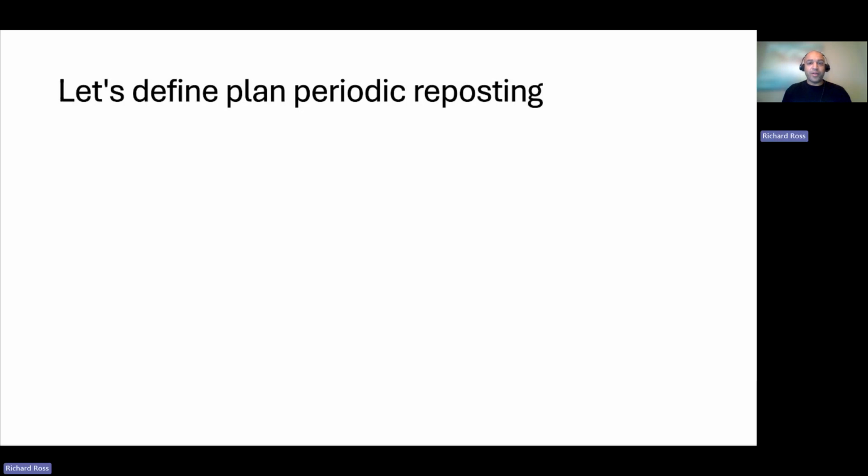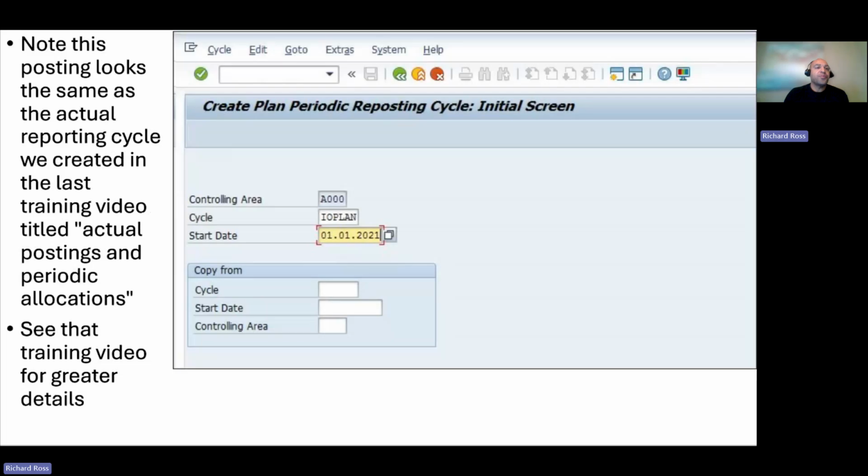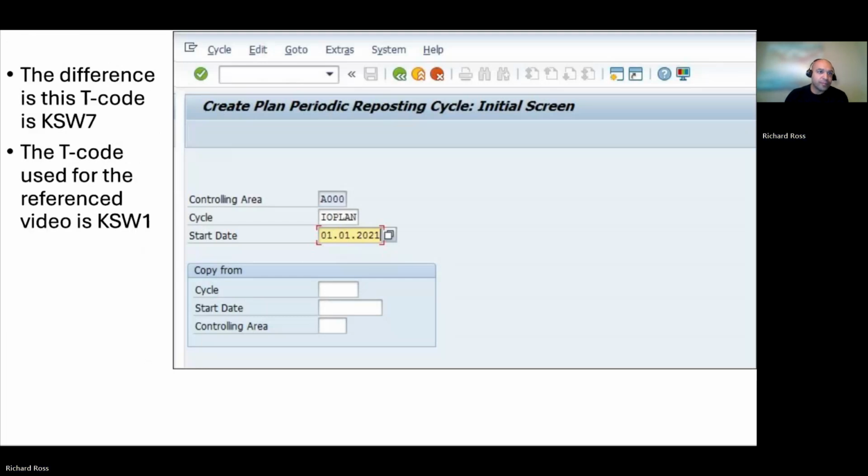Let's define periodic reposting. Menu path to define plan periodic reposting: Controlling, Internal Orders, Planning, Define Periodic Repostings. Select create plan periodic reposting. Note, this posting looks the same as the actual reposting cycle we created in the last training video titled Actual Postings and Periodic Allocations. See that training video for greater details.